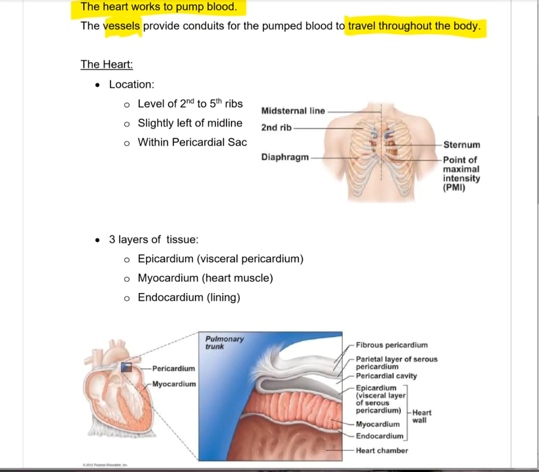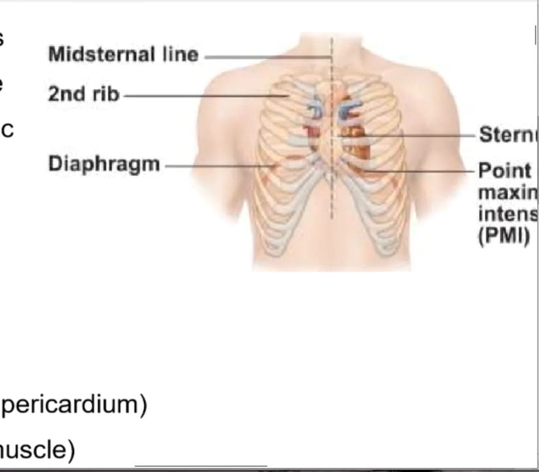So, where is the heart? Well, it's between the second and the fifth ribs, and you can see there, slightly left of midline, meaning that the bulk of the heart is on the left side. There's less heart on the right side. It's within a pericardial sac. So the pericardial sac goes around the heart like that.